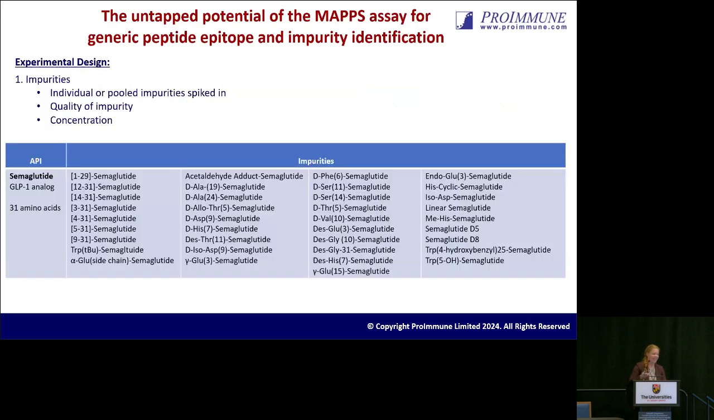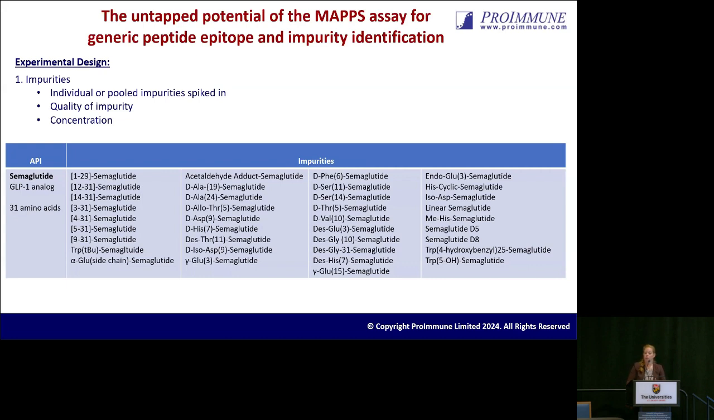Okay, so over the next few slides, I have just a few experimental design considerations in implementing MAPS into those assessments. And the first focuses on how to go about testing those impurities. And we heard a little bit about this approach from Eli Lilly's presentation. And I'm going to use semaglutide as an example. You can see that there's a large number of potential impurities, different truncations, insertions, deletions. And the MAPS assay is quite a cell-intensive tool.